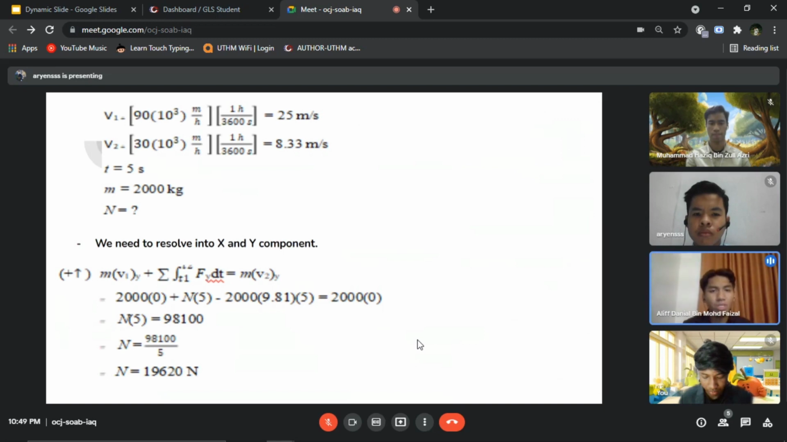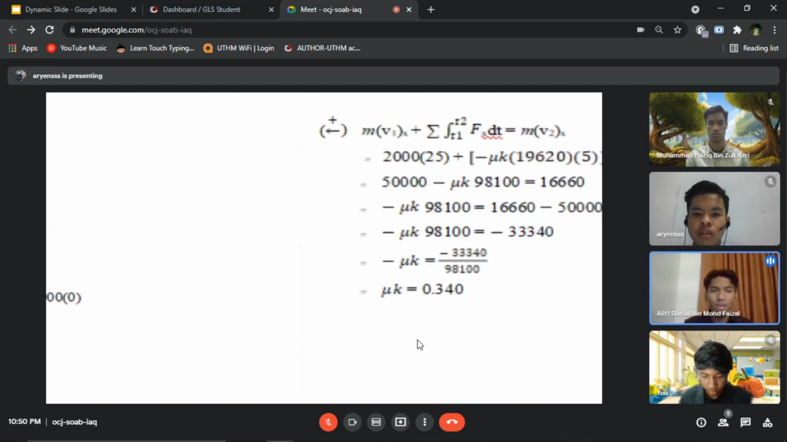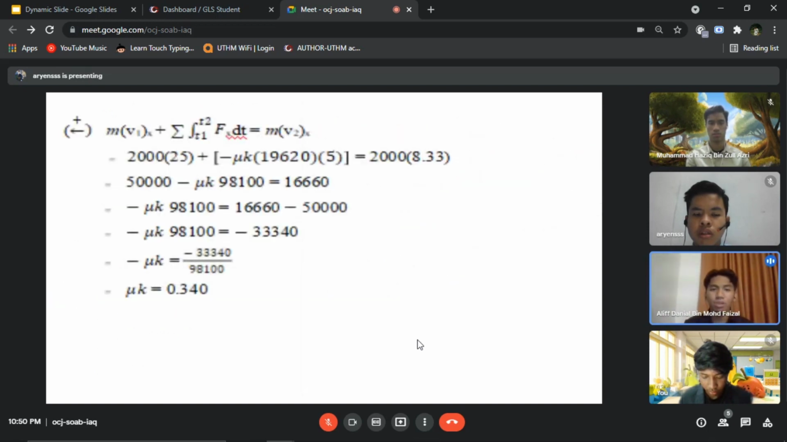Based on the calculation from the slide, the first thing that we need to estimate is the value of the initial velocity and the final velocity of the car. After that, we need to resolve into x-axis and y-axis. We can also determine the normal force for the car from the y-axis equation. So the normal force that we get from the calculation is 19,620 Newton.